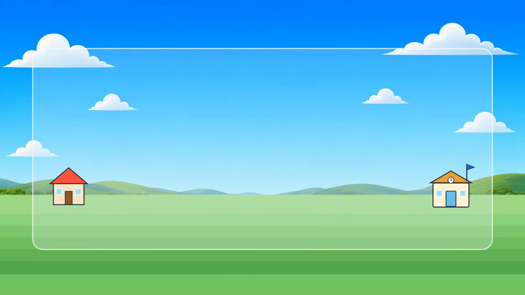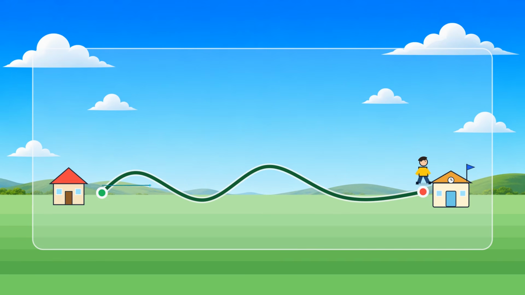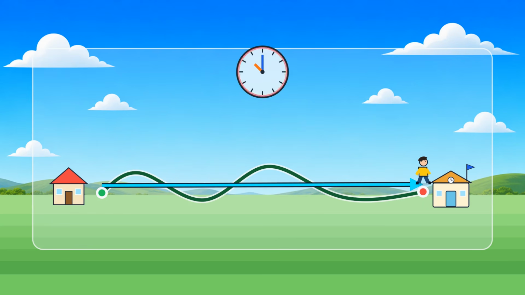Why do we need speed at all? In the previous lessons, we learned to describe where an object was and how much its position changed. If an object moves from a house to a school, distance tells us how much ground it covered along its actual route. Displacement tells us where it ended relative to where it began. But neither quantity tells us how quickly the motion happened.